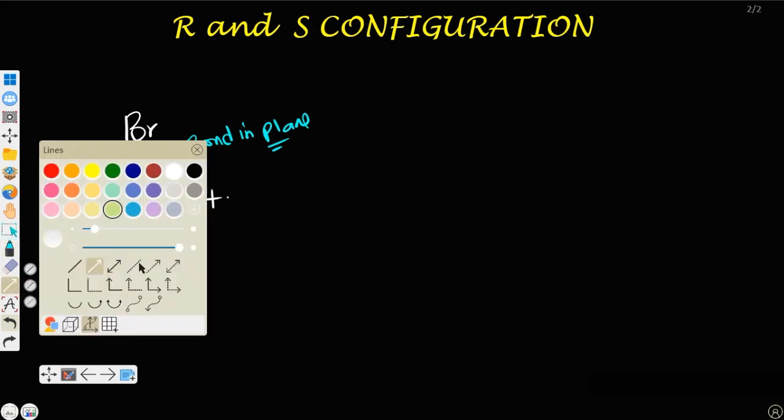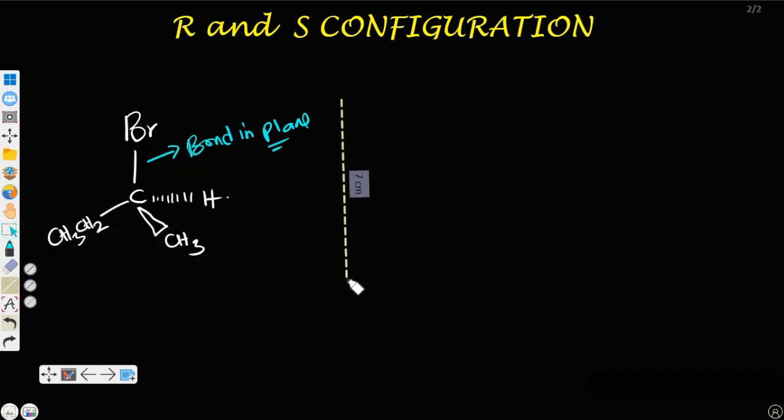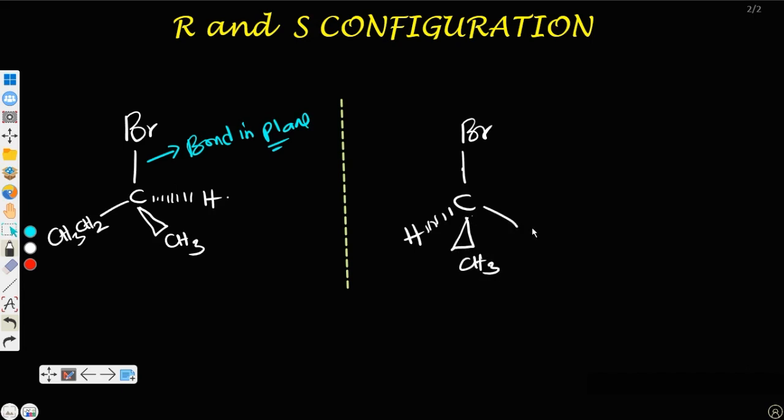Exactly. So we have something like this, and then if you have the mirror image of this, the mirror image of this will be something exactly like this. You have C, and then you have Br, and then what you are going to have here is this hydrogen, and then this one is facing towards this side, so definitely what you are going to have is this one facing towards this side, CH3, and then you have CH2, CH3.